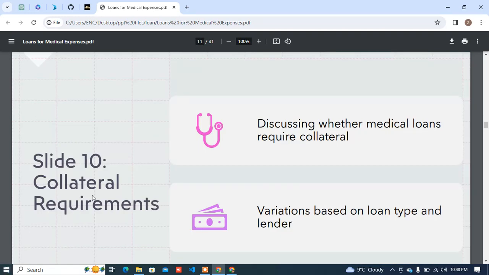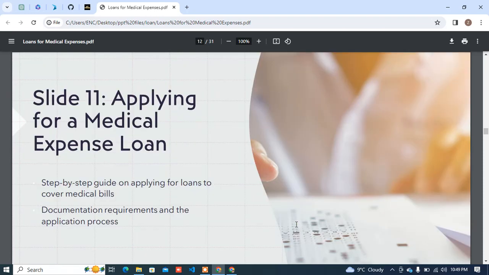Slide 10 is collateral requirements. What are the collateral requirements? Discussing whether medical loans require collateral. Point 2 is variation based on loan type and lender. Slide 11 is about applying for a medical expense loan, and how you can apply for one. A step by step guide on applying for loans to cover medical bills. You should know the step by step guide on applying for loans to cover medical bills. Point 2 is documentation requirements and application process.